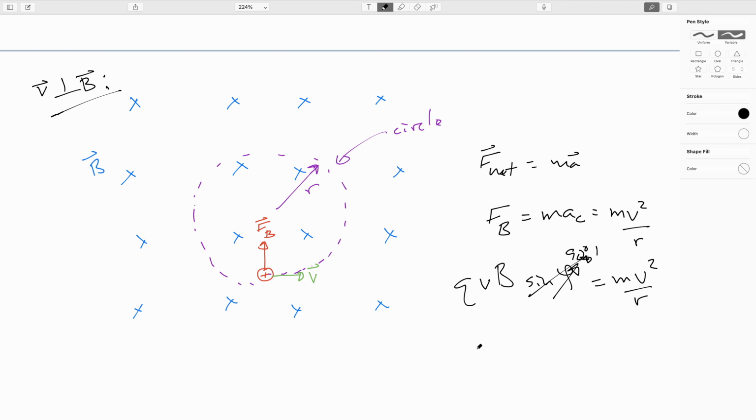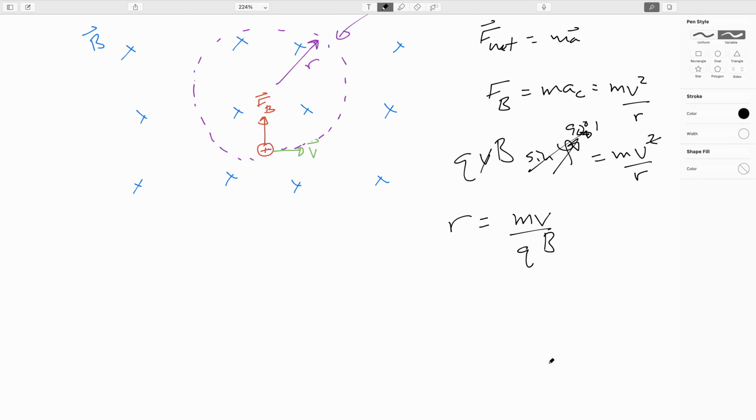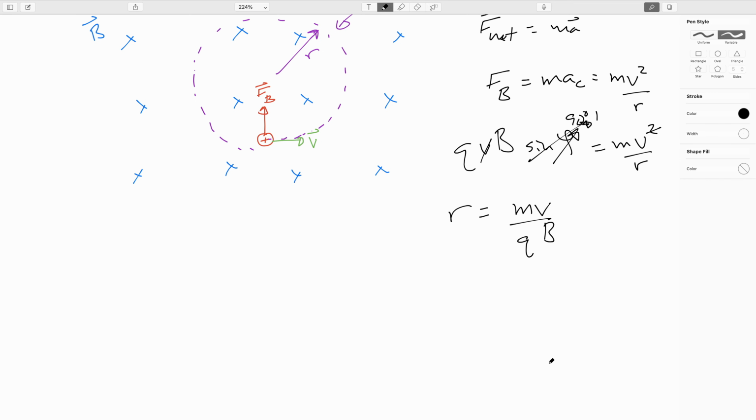All right, so we can even solve for r. We can cancel one power of v there, and we get that r is equal to mv over qB. So this radius has an interesting historical name. It's called the cyclotron radius.